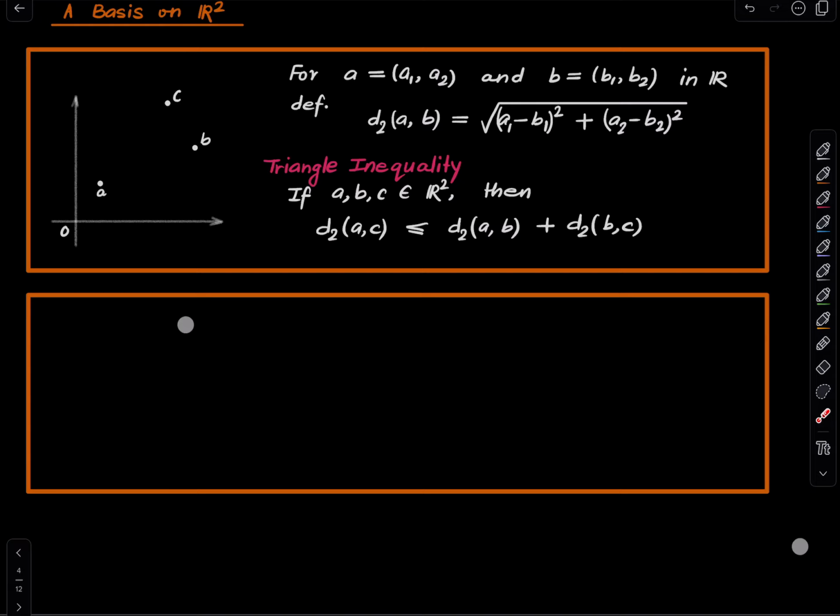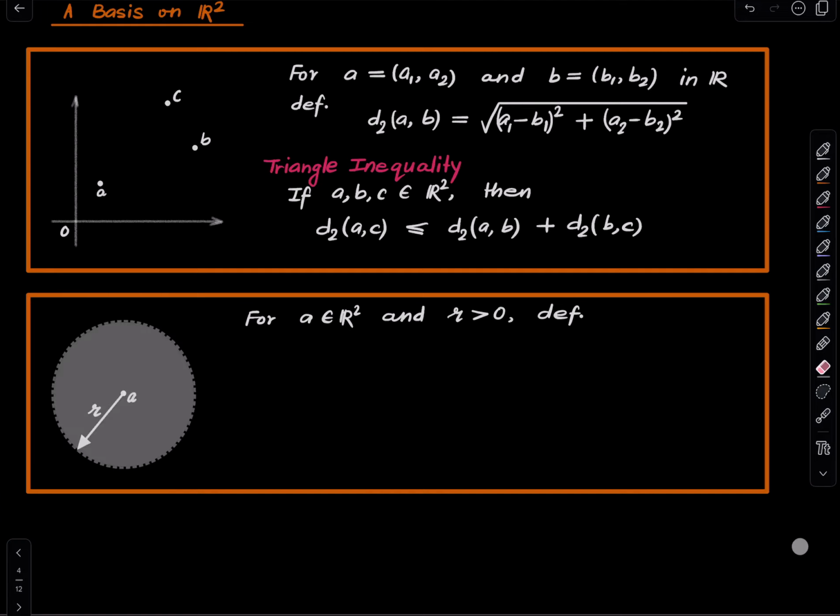Okay, now we define balls. So for a point A in R2 and a real number r greater than 0, define this object. You have the point A. Collect all the points in R2 which are at a distance less than r from A. So I have made these things dotted. The dotted things are the points which are at a distance exactly r. That forms a circle. But we are not collecting them. We are collecting the points which are inside the circle, meaning those points whose distance from A is strictly less than r.